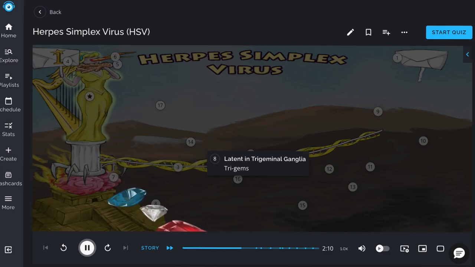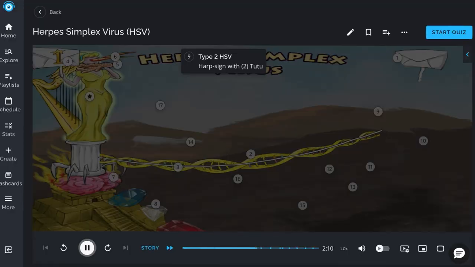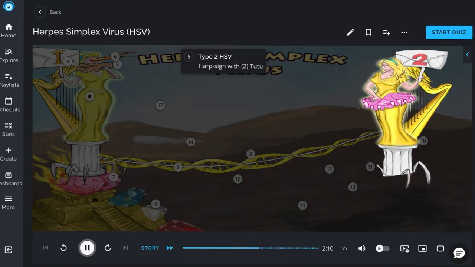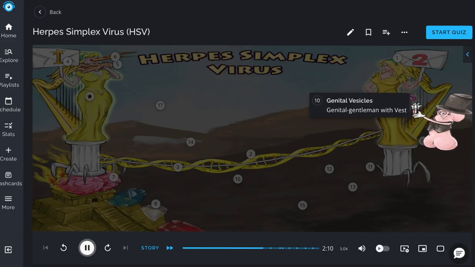After the patient begins to produce antibodies, HSV type 1 becomes latent in the trigeminal ganglia, shown by the 3 gems, and can become reactivated with certain stimuli, including stress and UV light. Type 2 HSV, the harp sign virus with a tutu, is primarily a sexually transmitted infection that can cause genital vesicles, portrayed by the genital gentleman wearing a vesicle vest.